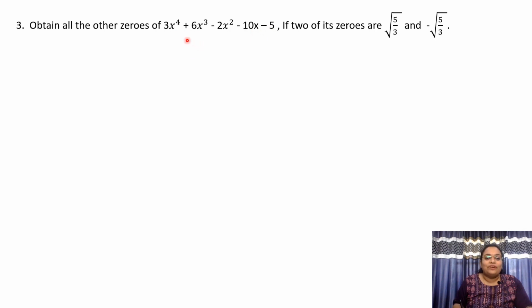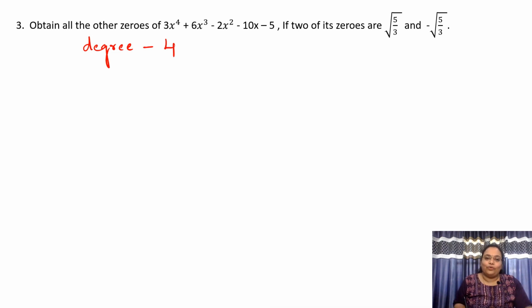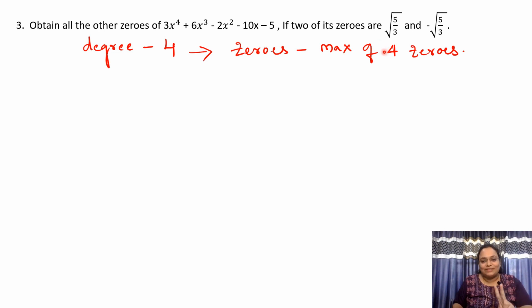So how do we find how many zeros this polynomial has? What is the degree of this polynomial? The degree is 4. If the degree is 4, how many zeros does it have? Maximum of 4 zeros, right? He has already given us 2 zeros, right? They are minus root 5 by 3 and root 5 by 3.